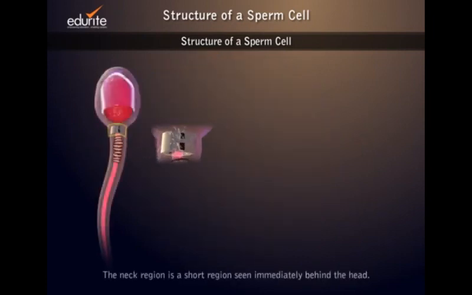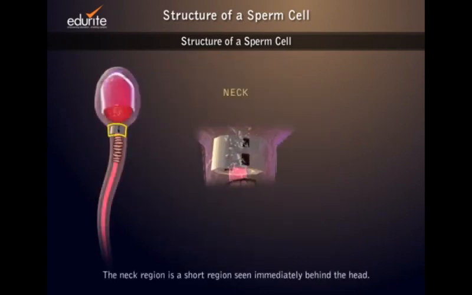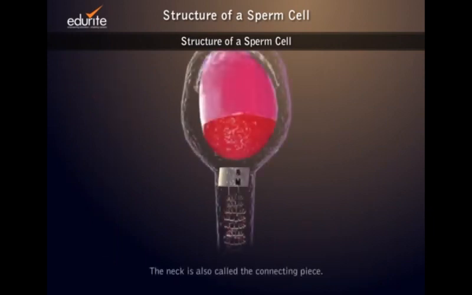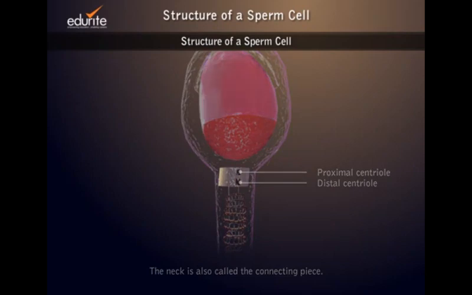Next is the neck region, which is a short region seen immediately behind the head. The neck region is also called the connecting piece, and it carries a proximal centriole, which initiates division of the zygote, and a distal centriole, which gives rise to the axial tail.